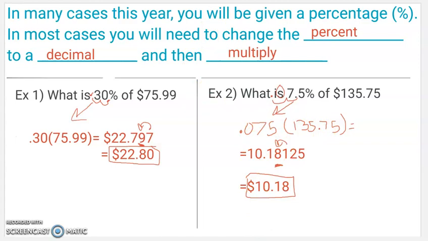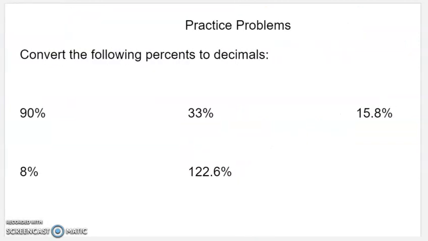All right, that's the lesson for today. What you guys have to complete on your own are these practice problems. Convert the following percents to decimals. Oh my God, so easy. Find your decimal point. Move it twice to the left. Look at that, Mr. Parisi just gave you the first answer already. This is going to be 0.90.